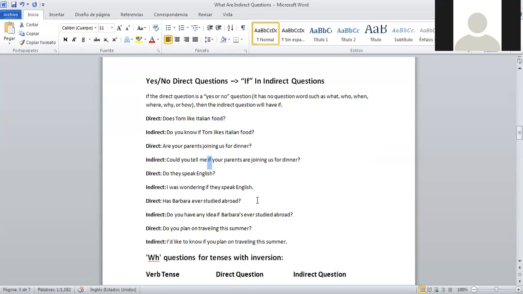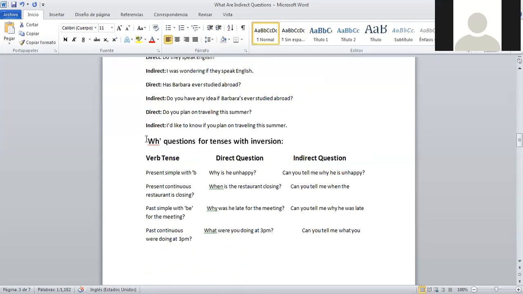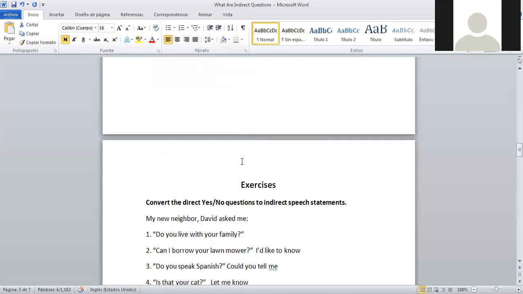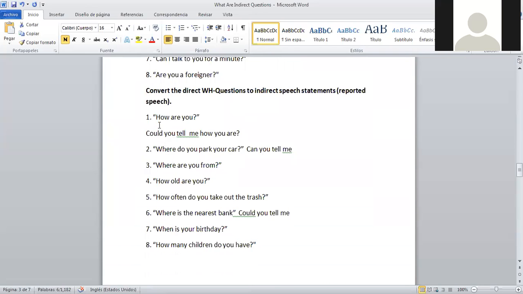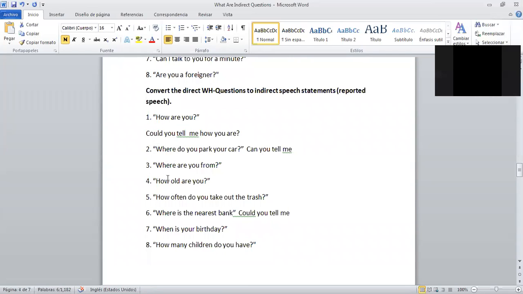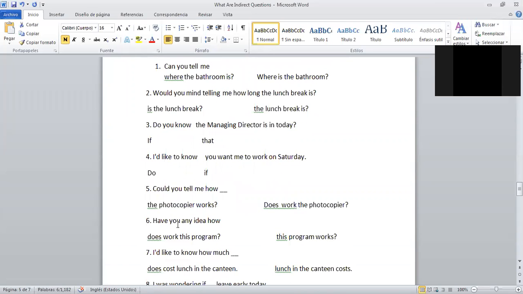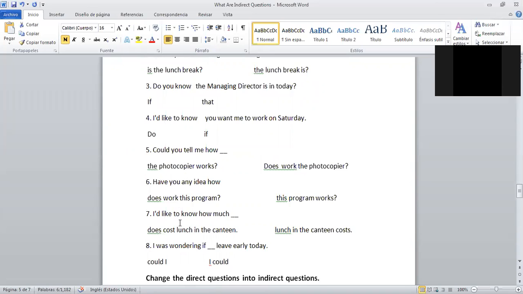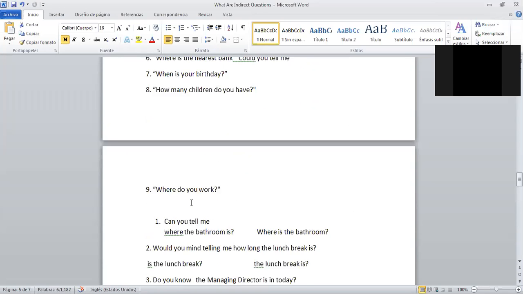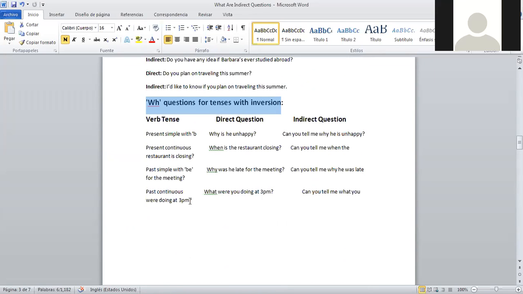Is that clear? Now, take a look. Double H questions are the ones that begin with how, where, when. Would is an auxiliary, that's a yes and no question. Those are double H questions. A yes and no question, when you answer, do you live in San Salvador? Yes. No. Simply, that's yes or no. That's why they call it a yes and no question.